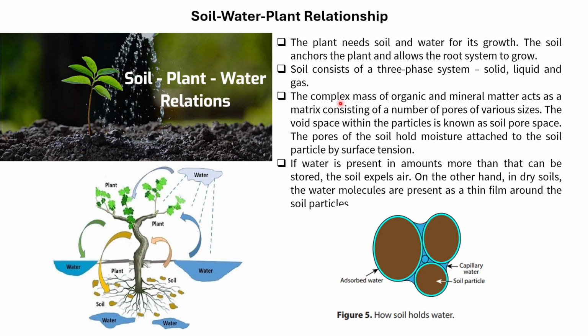The solid phase includes minerals and organic matter. Between the solids, there are very tiny pores, and those pores store water and air. This water inside the soil is very important. It is held by surface tension because of the soil particles, and that determines how much water the plant can absorb. If too much water is present, the soil pushes out the air and the roots can suffocate. But if the soil is too dry, the water sticks very tightly to the soil particles, and plants find it very hard to absorb.